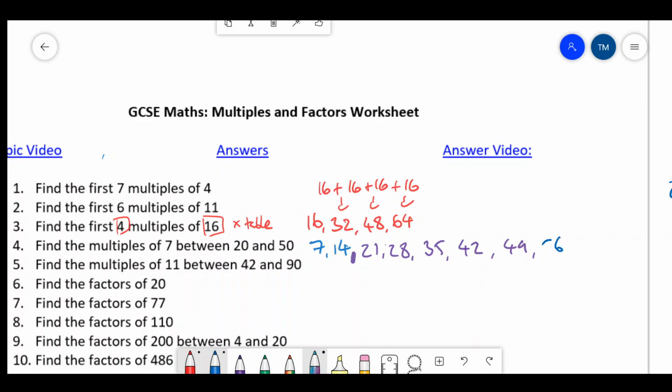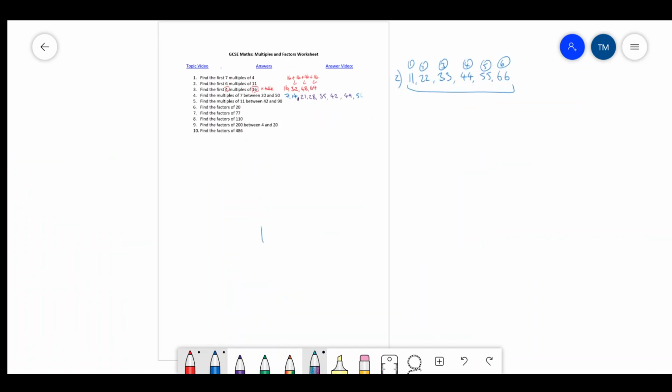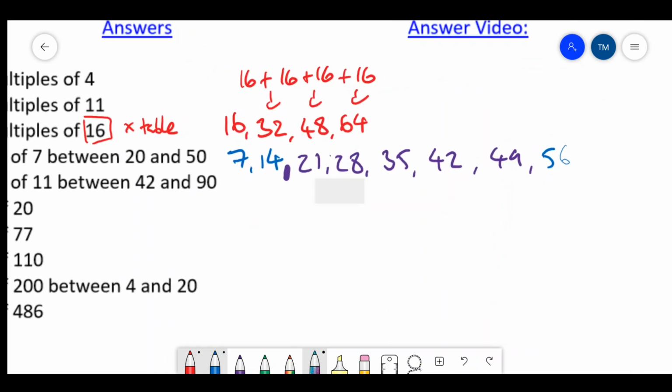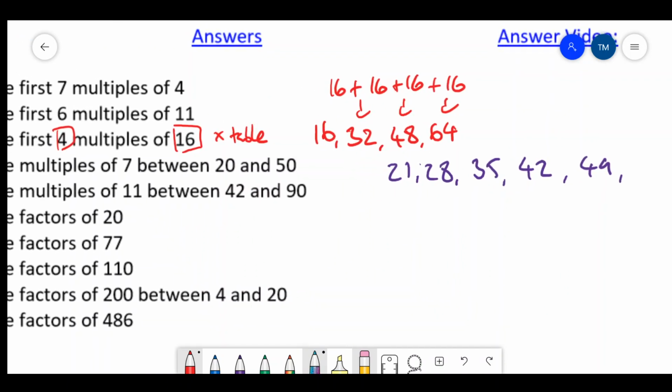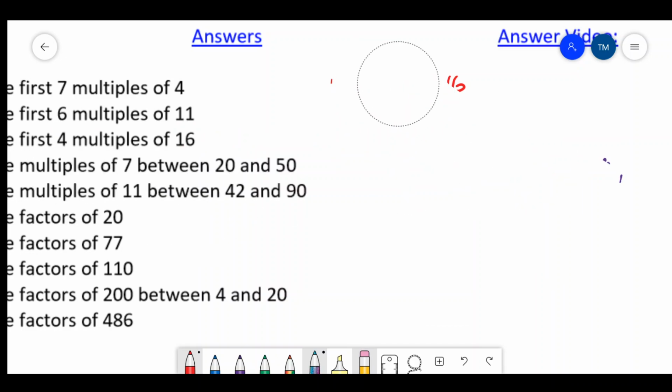So our answer is in purple. We'll remove the ones that we don't need. So we don't need 56 and we don't need 7 and 14. So our answer is just 21, 28, 35, 42 and 49 because they are the 7 times tables between 20 and 50. And then the next question, question number 5, is a similar-ish type of question.